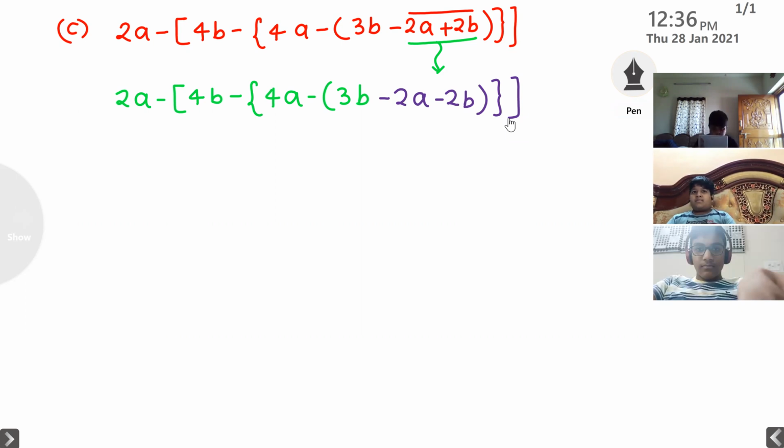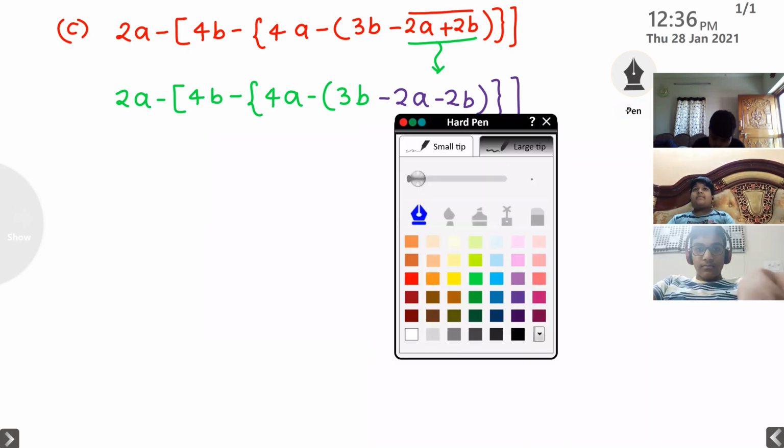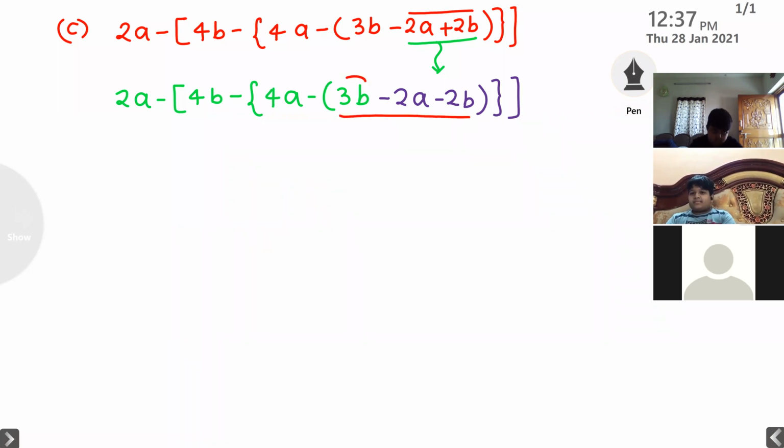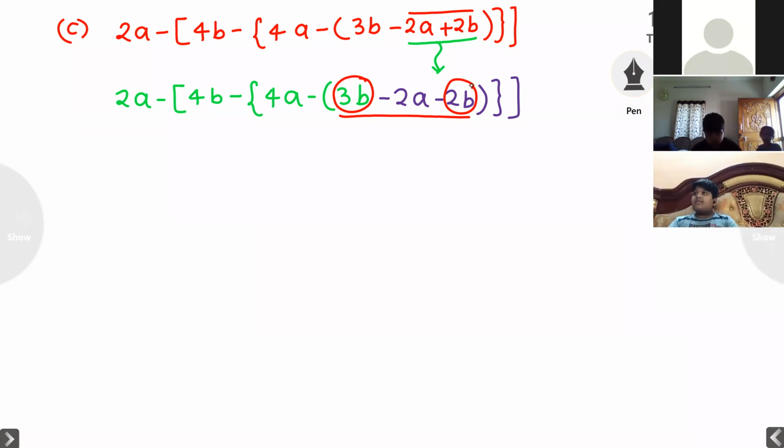Now I have to check which bracket. Line bracket completed. Now which bracket, student? Small bracket is here. And 3b plus 3b minus 2b. Both are friends, both are like terms, but the signs are different. Plus 3b minus 2b means both signs are different, means subtraction. b will come. Remaining whatever terms are there, I will write as it is.